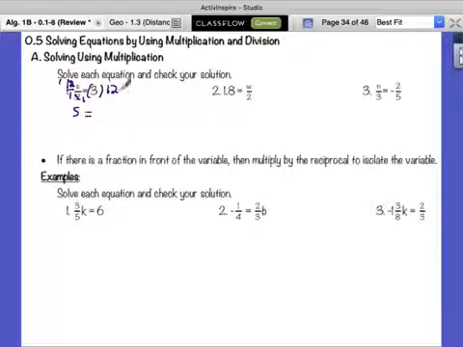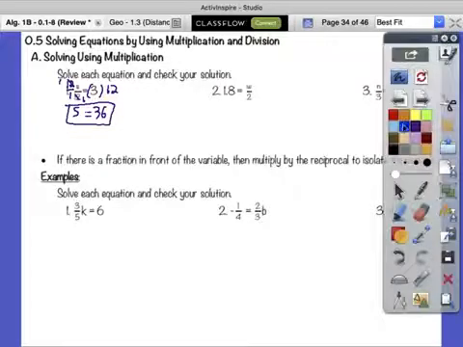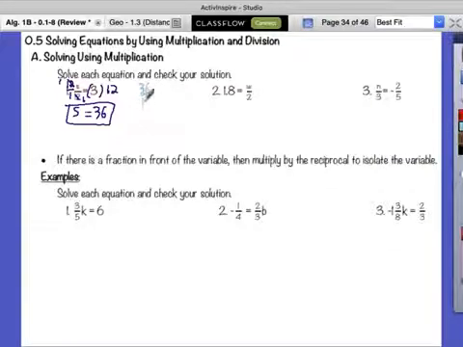What is 3 times 12? 36. So s is equal to 36. That would be our answer, okay? And then we would go through and double check it before we clarify some stuff, okay? So to double check it, we can plug in 36 for s.